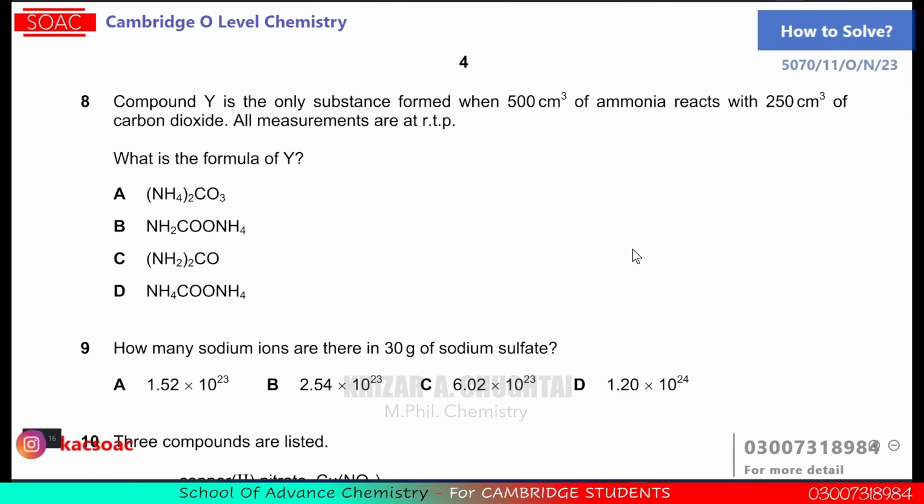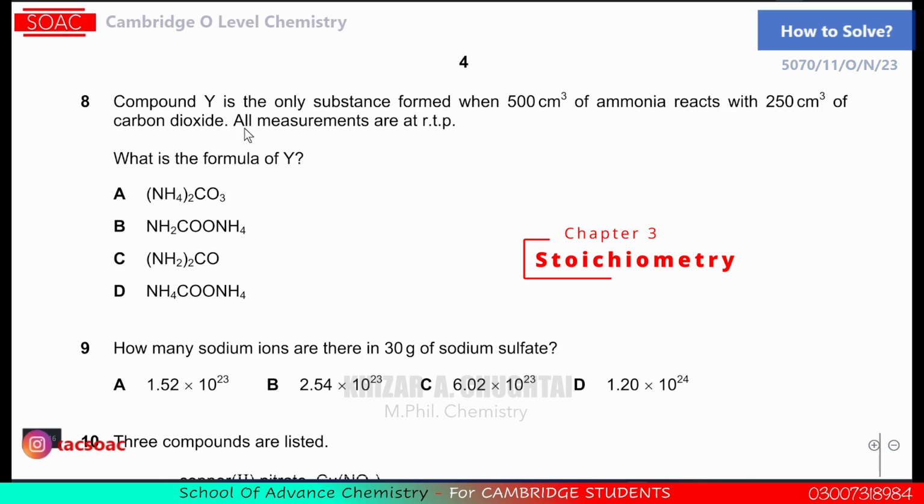Question number 8, compound Y is the only substance formed when 500 cm³ of ammonia reacts with 250 cm³ of carbon dioxide. All measurements are at RTP. So basically at RTP we can change this volume into moles, and then we can find the formula of all species from this given data. The ratio of volume is 2:1. So I'm going to suppose that the same ratio applies to the moles.